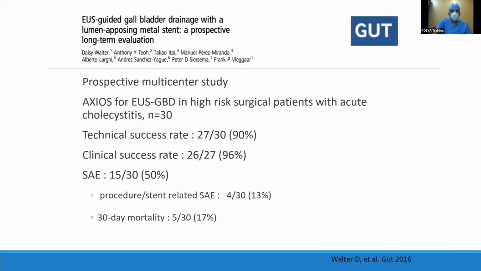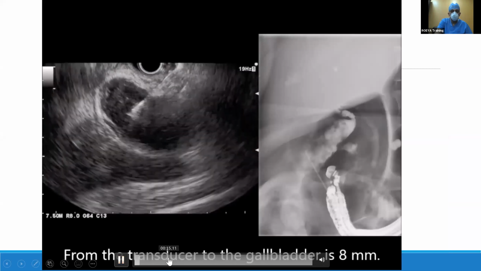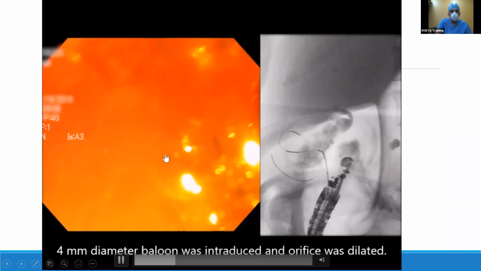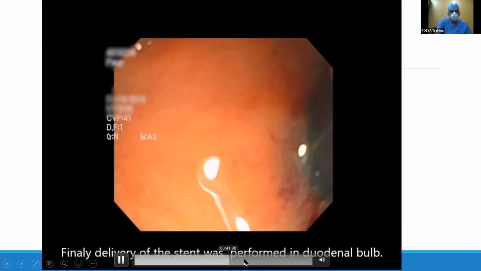Also, gallbladder drainage for an inoperable, very risky patient has already been tested and published. So this is a very thick, inflamed gallbladder, where the patient is not fit for surgery. Also, we can use these stents in drainage of the gallbladder.